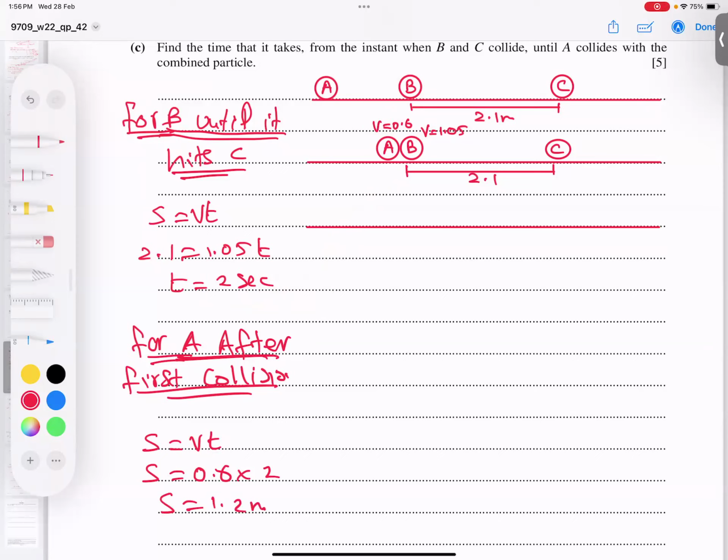It means that in this situation, A will travel from here while B hits, so A will reach somewhere here. It will travel 1.2 meters, and it finishes here. And this is the combined particle now, B and C. B and C are now combined masses. So after 2 seconds, B will have reached the combined particle and A will have reached here.